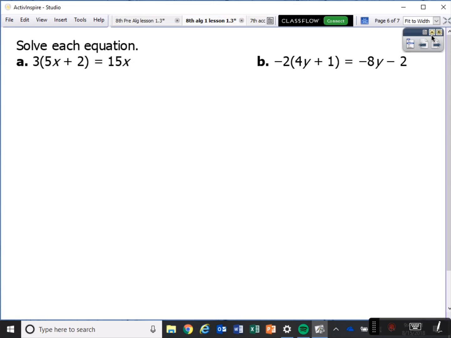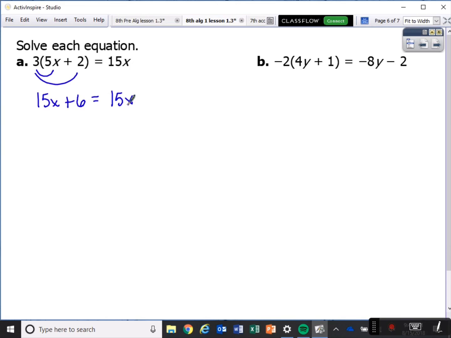Really. Alright, so on A, what's the first thing I see that I want to fix? Parentheses. How do I get rid of parentheses? Distribute. So 3 times 5x is 15x. 3 times 2 is 6. Plus 6 or minus 6? Plus 6. Equals, what's the other side? 15x.